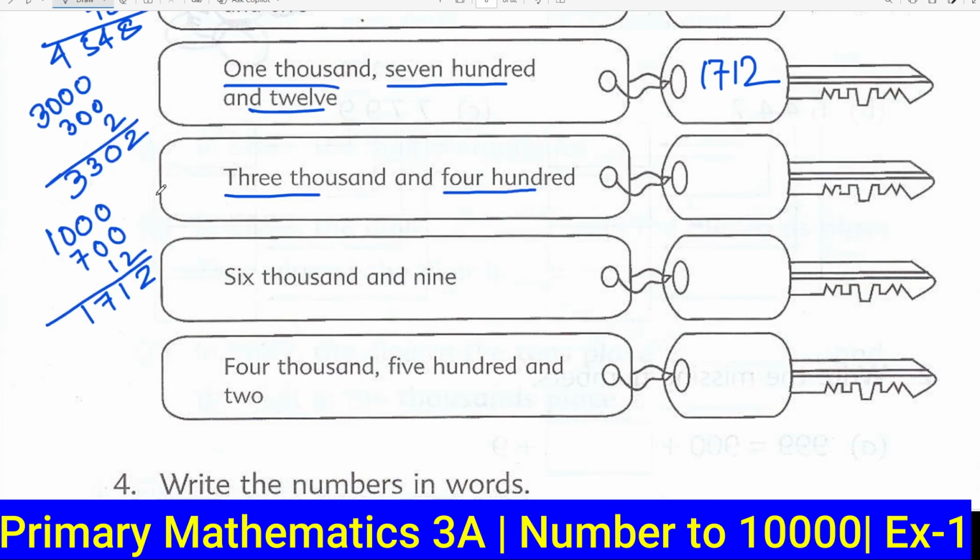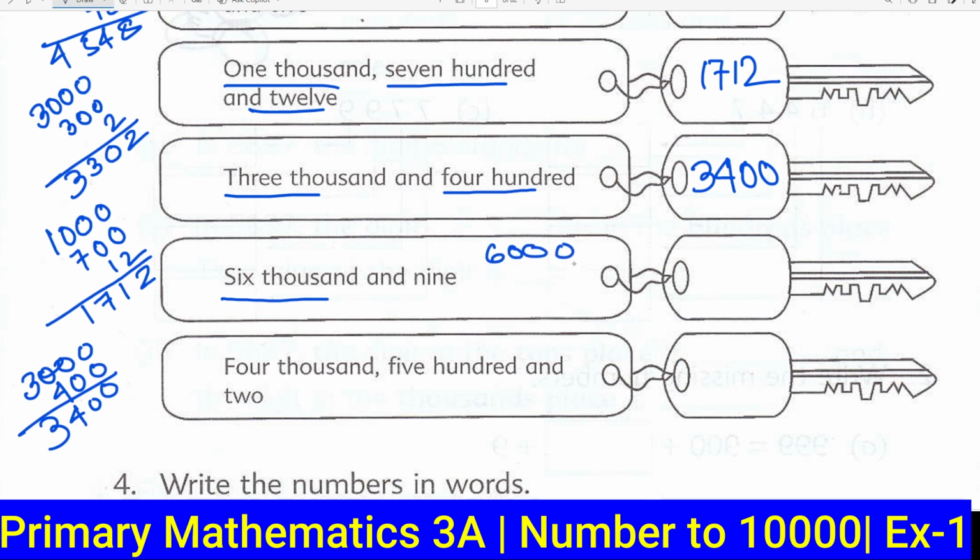3,400. So here is a 3,000, and then 400. So 3,400. 6,009. So 6,000 and then 9. So 6,009.